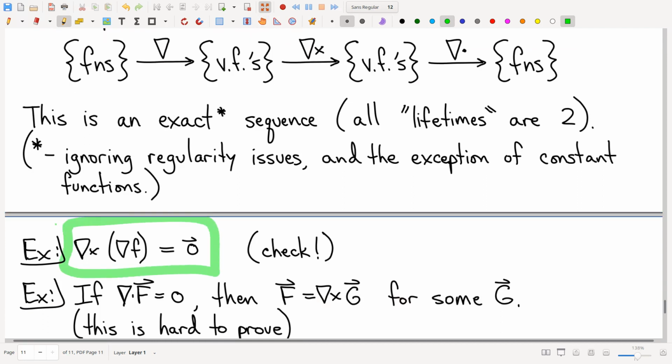This equation right here is easily confirmed from the algebra. No sweat. You just take a function, compute its gradient, take the curl of that gradient, and what you'll find is that you will always get 0. Now, let me represent this algebraically. If you take the gradient of a function, and then take the curl of that resulting vector field, the result will always be 0.